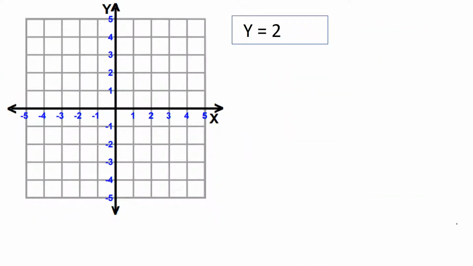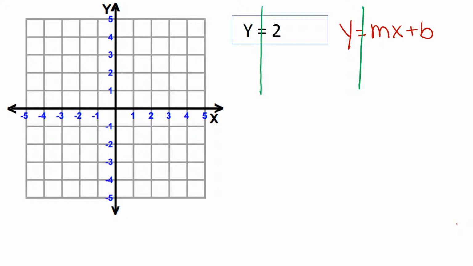For this equation, we have y equals 2. And just as always, we need it to be in the y equals mx plus b form. Even though it may not look like it, this equation is in y equals mx plus b form. The y equals is on the left-hand side. Everything else is on the right-hand side.